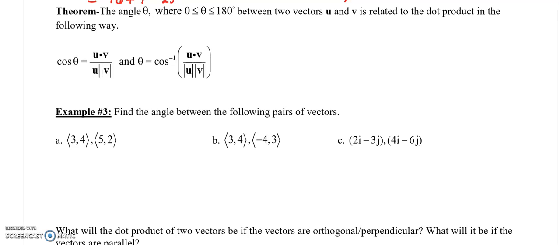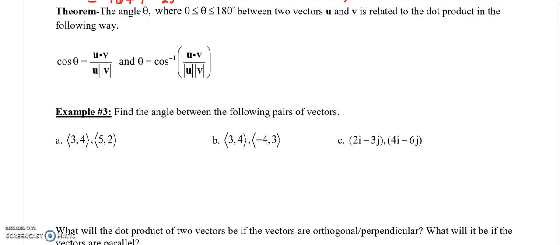The next theorem we're going to work on gives us the formula for the angle between two vectors. If this was a normal lesson in school, I would have you prove this theorem using the law of cosines. So if you want, see if you can figure that out. The theorem says that the angle theta, where theta is between 0 and 180 degrees inclusively, is the angle between vectors u and v.